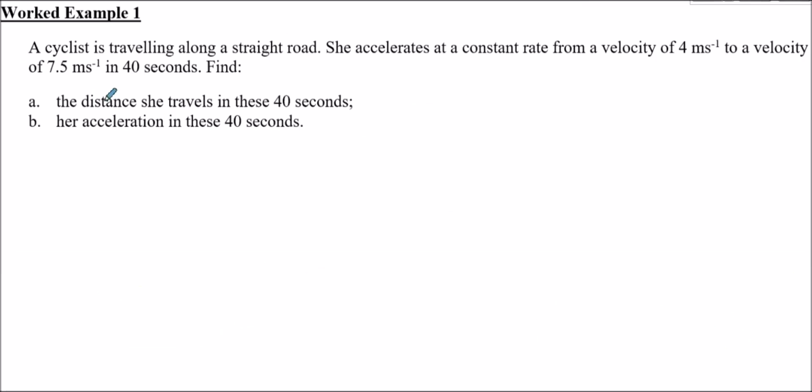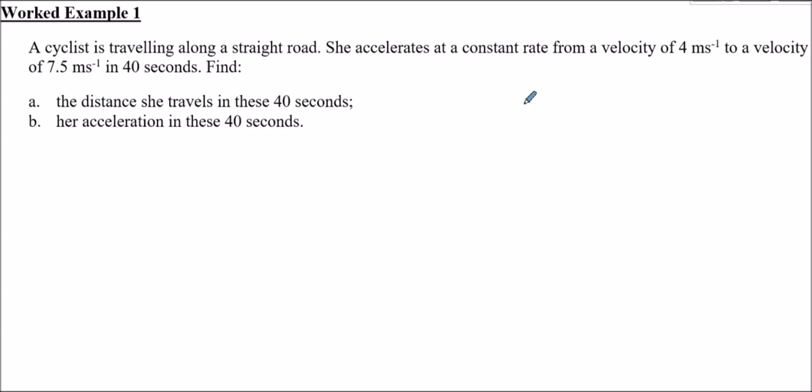So worked example 1: we have a cyclist travelling along a straight road. She accelerates at a constant rate from a velocity of 4 meters per second to a velocity of 7.5 meters per second in 40 seconds. Find the distance she travels in these 40 seconds and her acceleration in these 40 seconds.